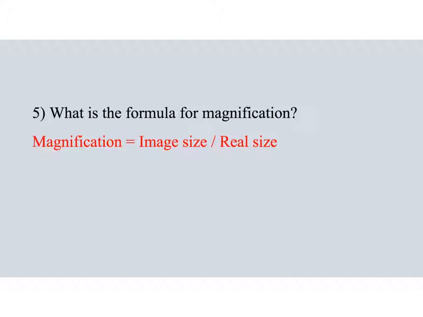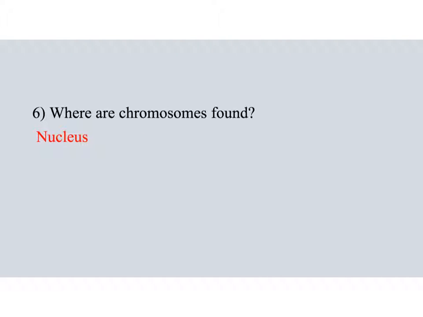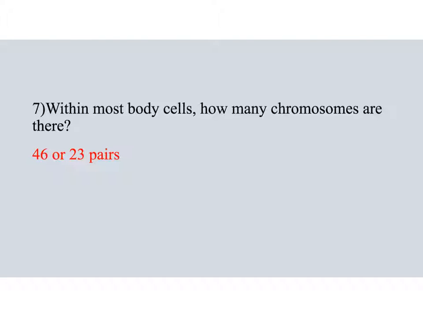Question number 5. So the formula is magnification equals the image size divided by the real size, real or actual size. Question 6, and they are found in the nucleus. Question 7, there are 46 chromosomes, or you could say there are 23 pairs in each body cell that contains a nucleus.